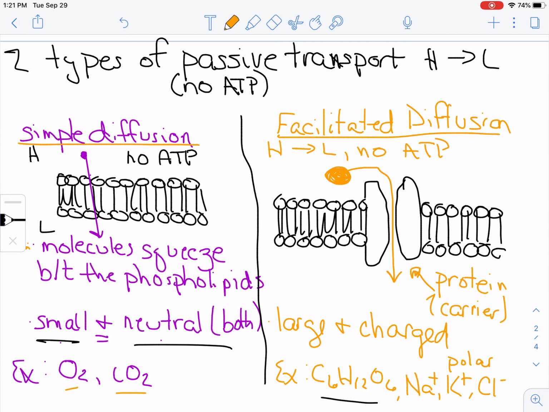Okay, facilitated diffusion is also something moving from high concentration to low concentration. No ATP or energy is required, but because the things are either big or charged, they're not allowed to pass between the cell membrane like they did in simple diffusion, right? So there are proteins embedded in it that act like a tunnel through a mountain that lets the things pass.